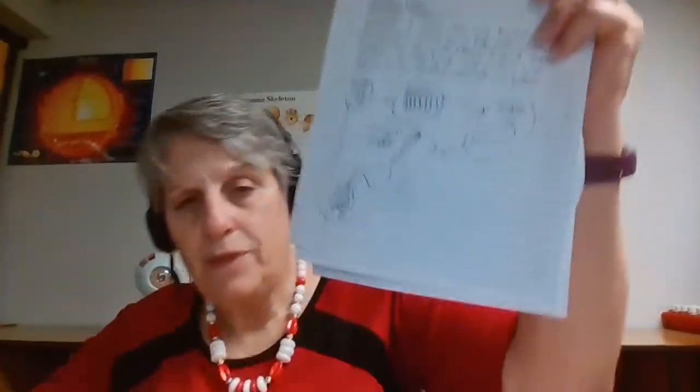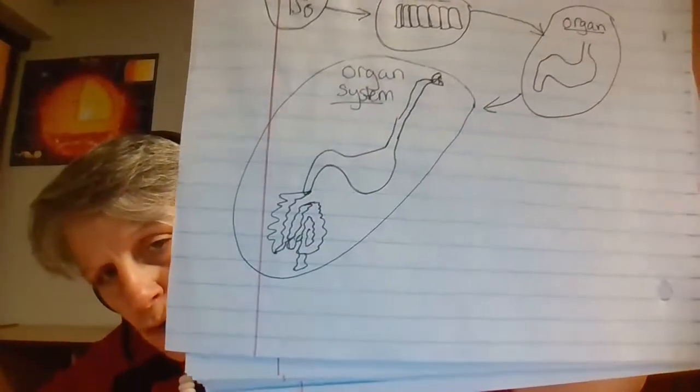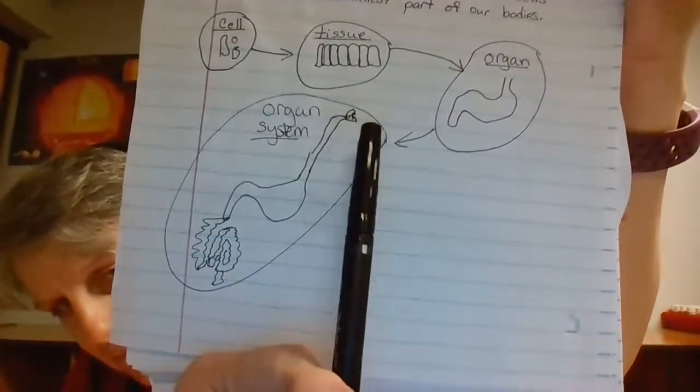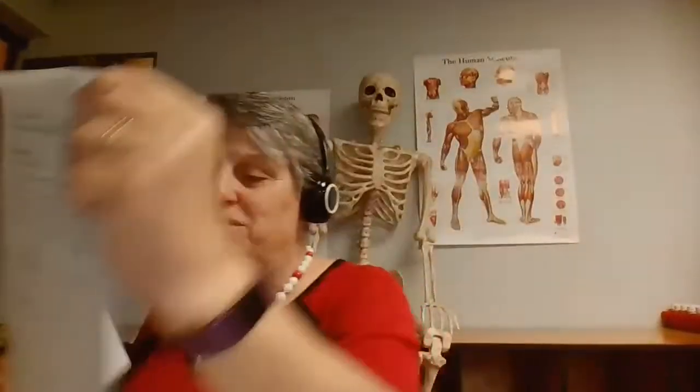Okay, so this is an organ system. That's what this one is. There's my circle. Okay, so an organ system. Mine happens to be a crude example of a digestive system. This is the mouth. There's your esophagus and your stomach and your intestines. Okay, and then the organ system, we know that that makes up the organism, and that's us.